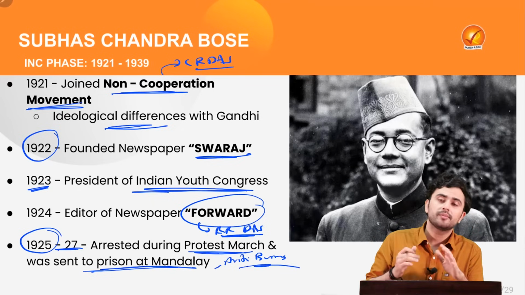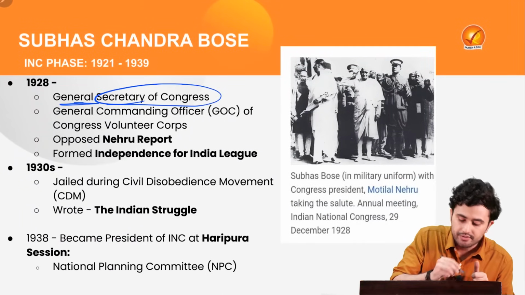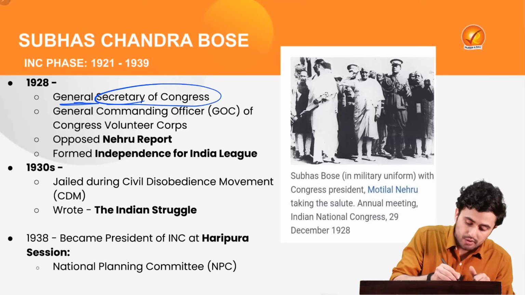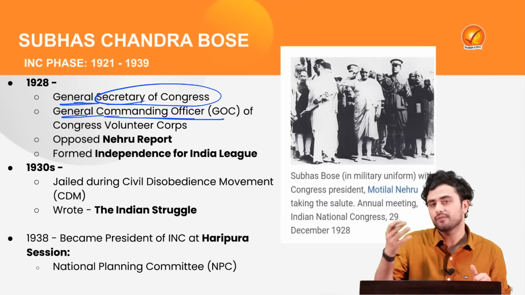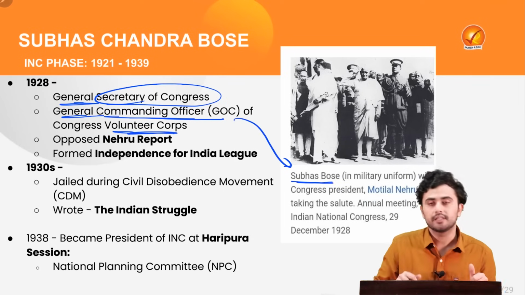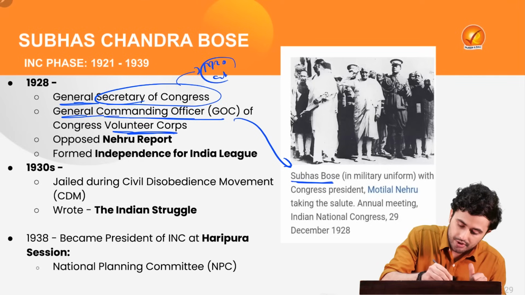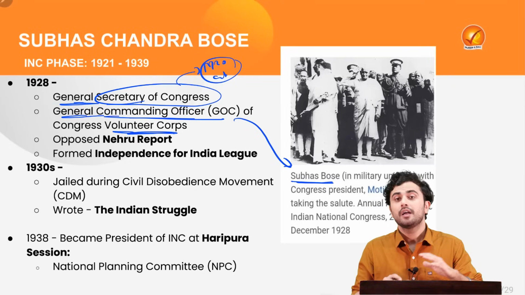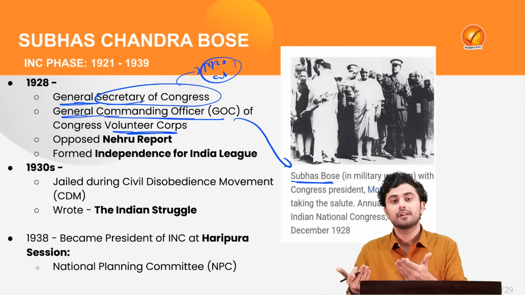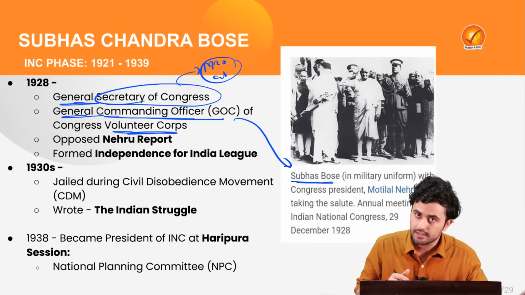When he was released from prison in 1928, he became the General Secretary of the Congress. He was also accorded the status of General Officer Commanding of the Congress Volunteer Corps, as can be seen in the image, where in the 1928 Calcutta session, he led a youth military brigade. However, this was completely disliked by Gandhi because he was sticking true to his pacifist means.